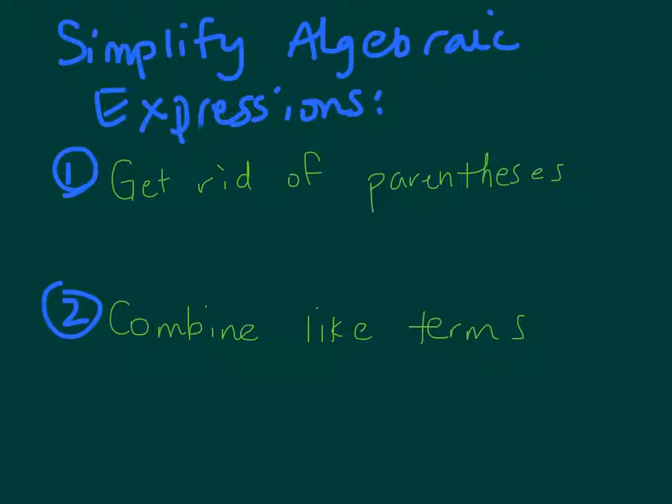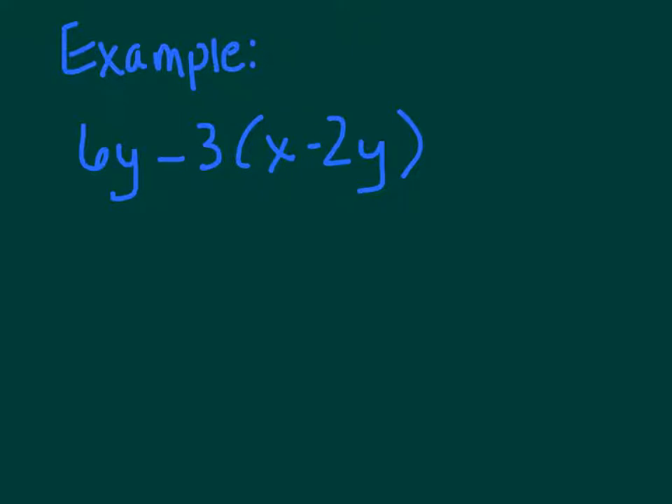And when we simplify, we have 2 rules that we follow. First thing we do is get rid of any parentheses. And how do we get rid of parentheses? We distribute. So we use our distributive property, and we get rid of those parentheses. And then we combine our like terms. So let's look at an example.